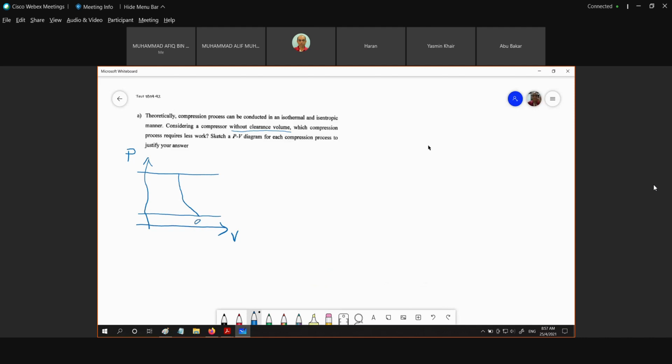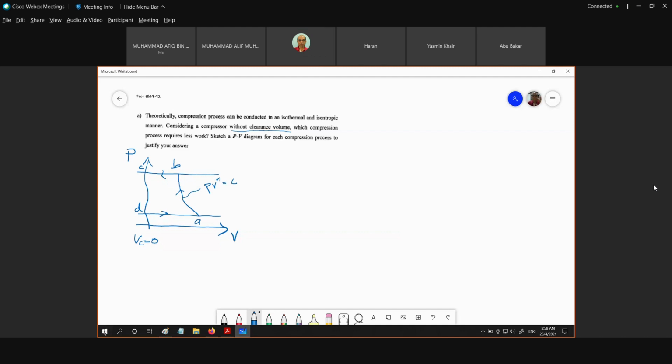Okay, inilah A, ini B. A to B, and then B to C, C to D. Dalam kes ini, BC is equal to 0. Yang kita lukiskan di sini, what is the equation of this compression line? Apa dia punya equation? PVN. Okay, this is PVN equal to constant.